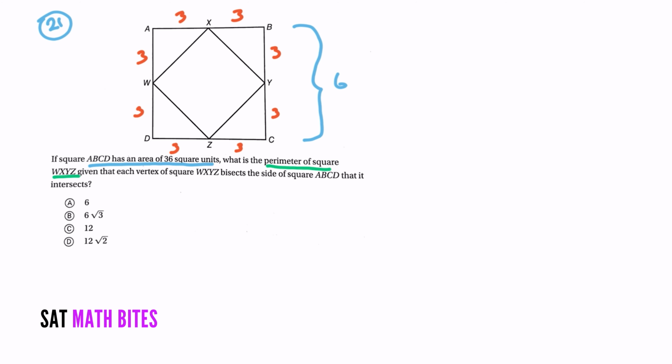So to do that, we just have to figure out the length of one of these sides and multiply it by 4 since it's a square. To do that, we do the Pythagorean theorem. 3 squared plus 3 squared equals x squared. That gives me 9 plus 9 equals 18. So 18 equals x squared. Take the square root of both sides to get x and then simplify the radical.